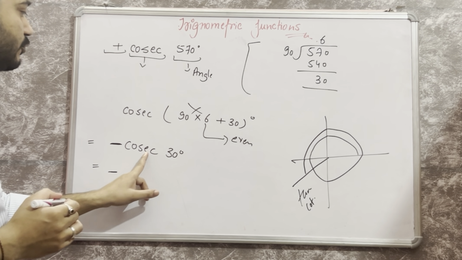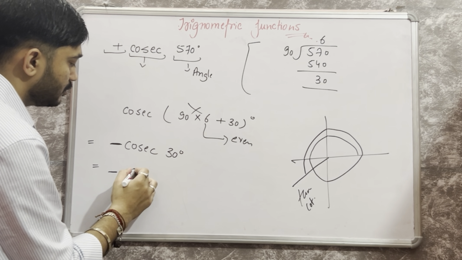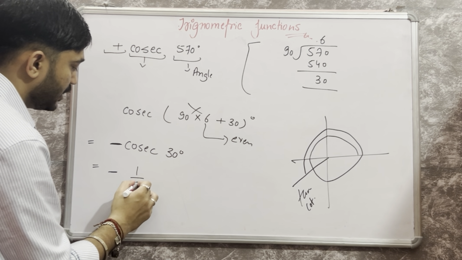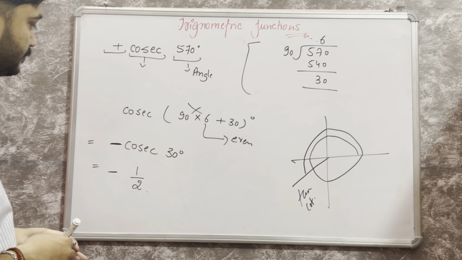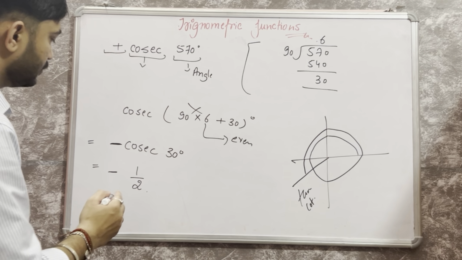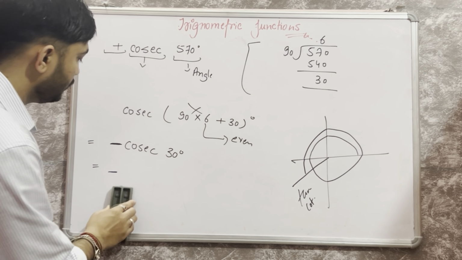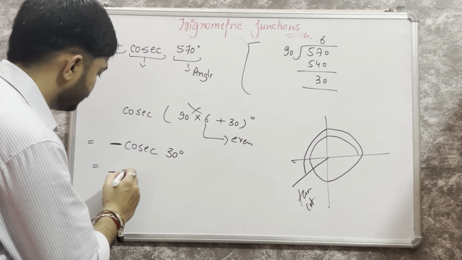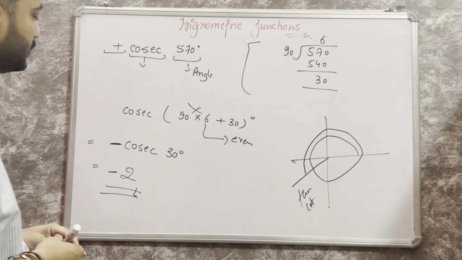And what is the value of cosec 30? That is 1 by 1/2, so the cosec 30 value will be 2. That is the answer of it. Any doubts?